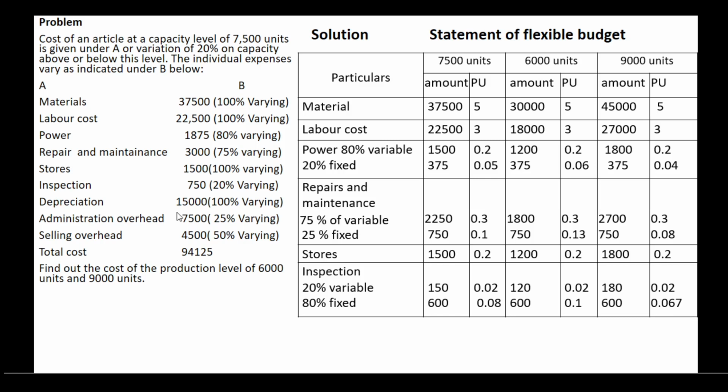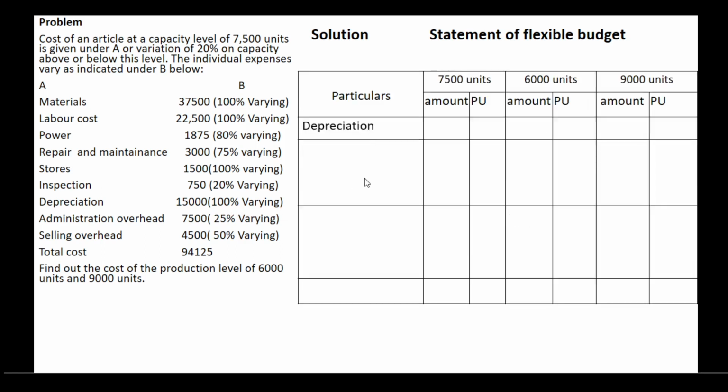So in the depreciation, the 15,000 rupees, this whole amount are varying, means 100% varying. So it is continued in the same format. The depreciation, the amount are 15,000. Now the cost per unit are calculated as 15,000 divided by 7,500. So now the cost per unit are 2.0.